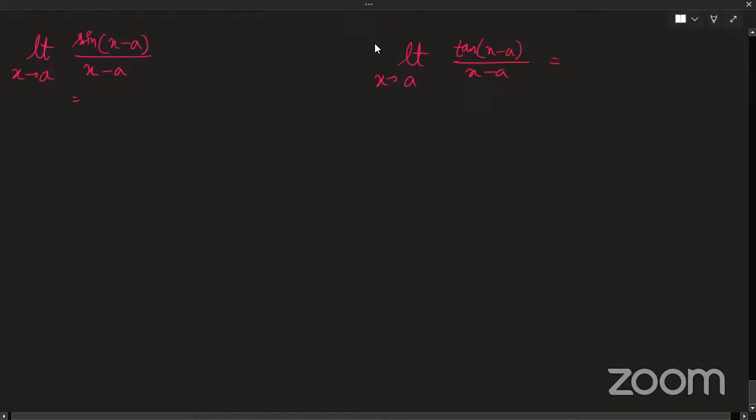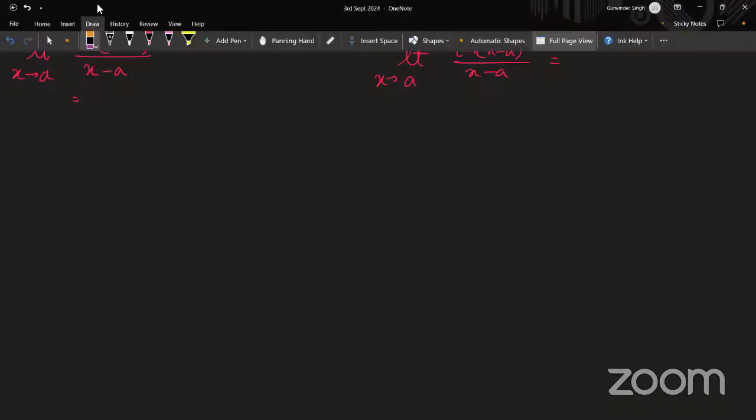One thing you may think is that we can use the formula for sine of a minus b, and the same for tan of a minus b, but it will go really long and you will not understand the concept. The concept we are talking about here is change of variable. So can you think how we can change the variable?